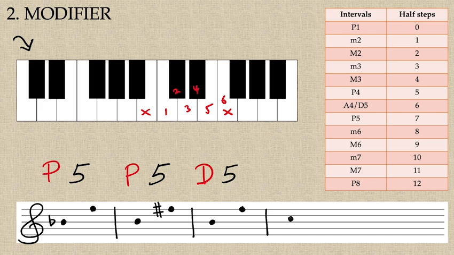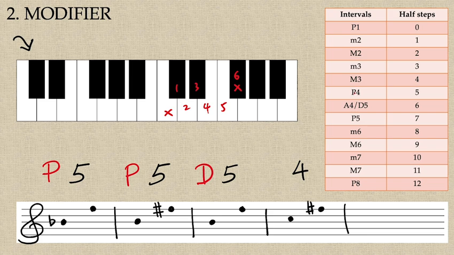We're given a C, an F sharp. So this is C, D, E, F. 1, 2, 3, 4. So this is a fourth. C and F sharp. Let's count the half steps. 1, 2, 3, 4, 5, 6. There are 6 half steps in between C and F sharp.